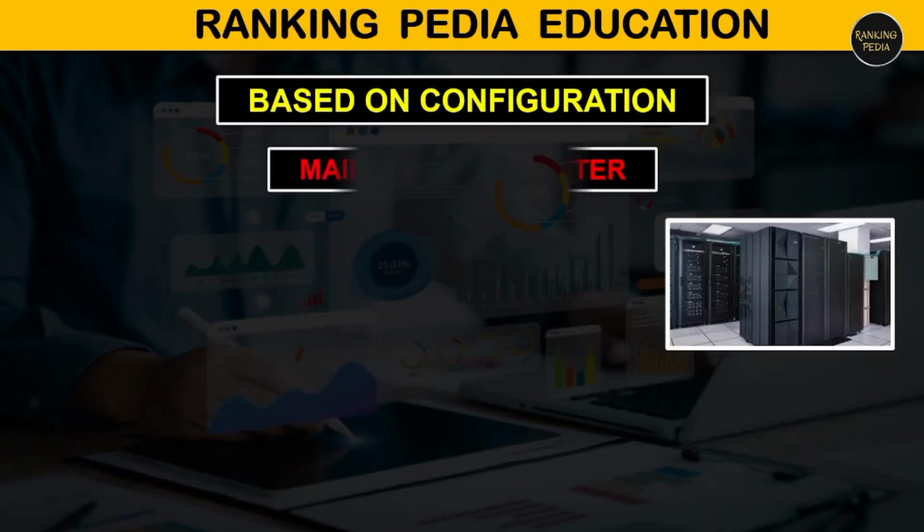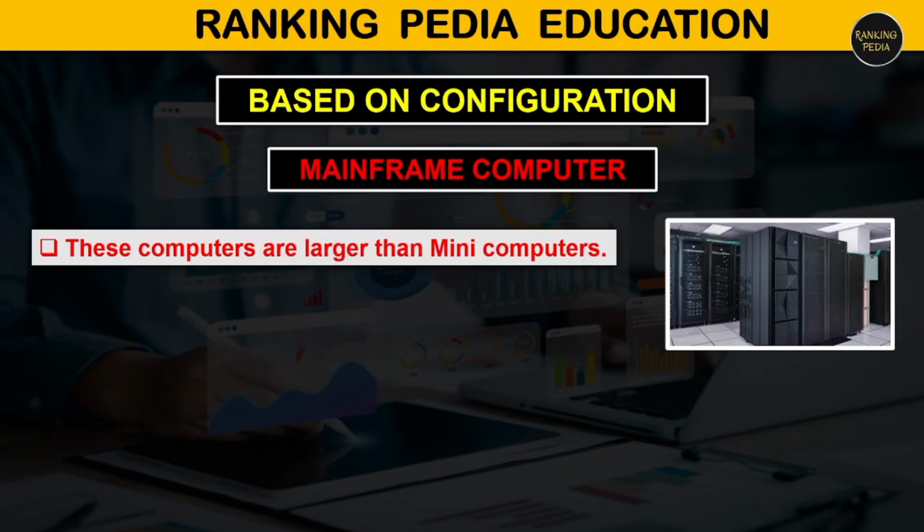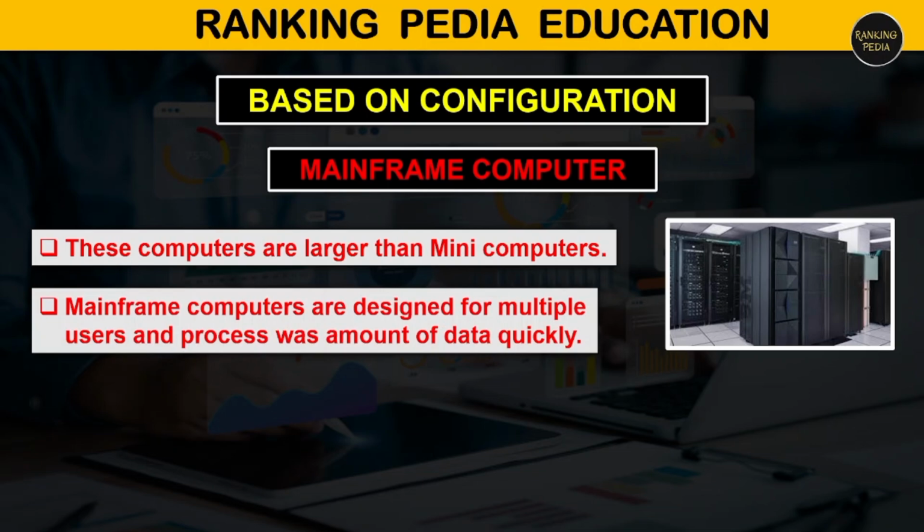Next one is the mainframe computer. Now we will talk about mainframe computers. These computers are larger than minicomputers. Mainframe computers are designed for multiple users and process large amounts of data quickly. This is a mainframe computer.